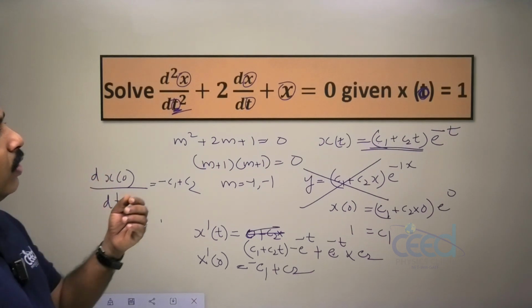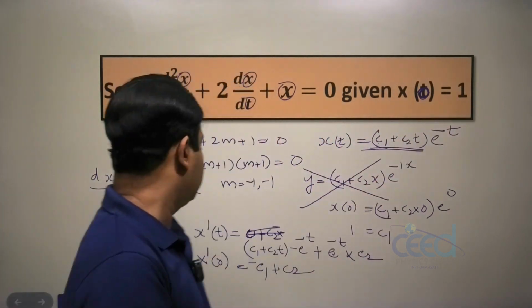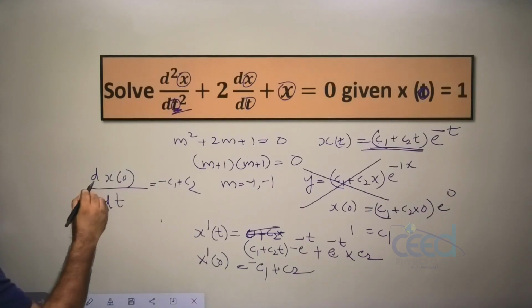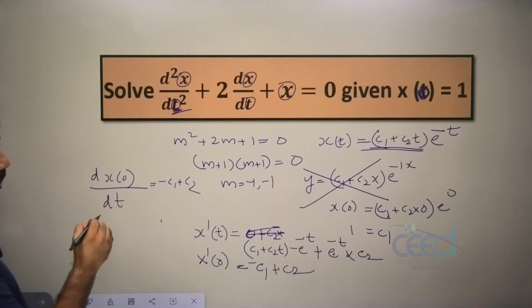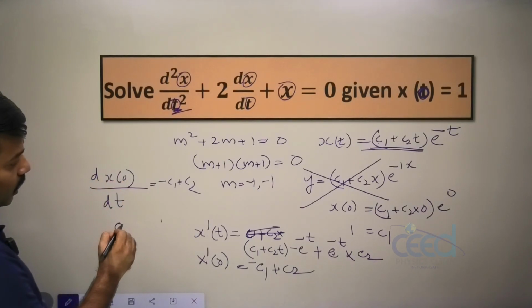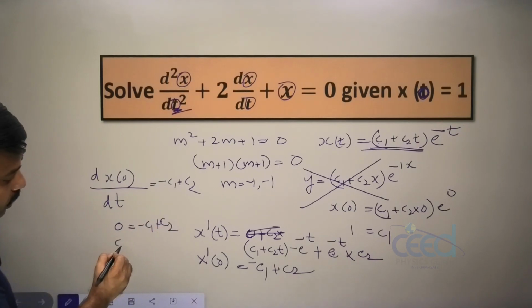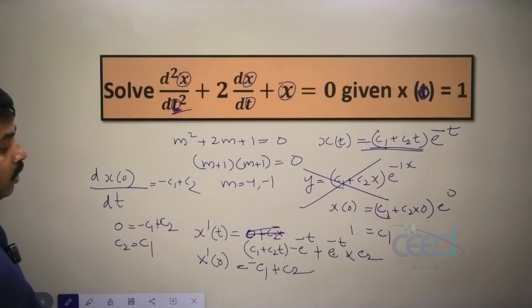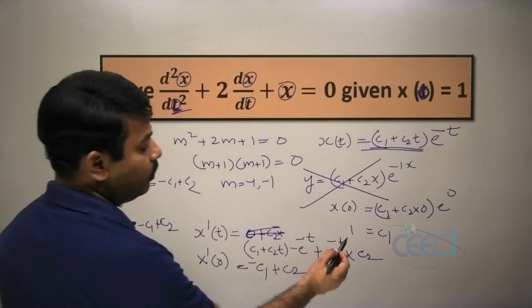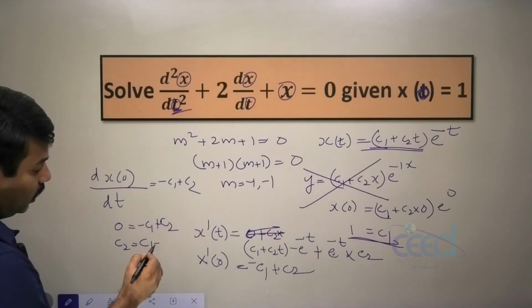Now what is x of 0? X of 0 is 1. That you put here means you get d by dt of 1, that is a constant, that is equal to 0. So 0 is equal to minus C1 plus C2. Then C2 is equal to C1. So C2 is equal to C1, and C1 we solved, so this is all equal to 1.